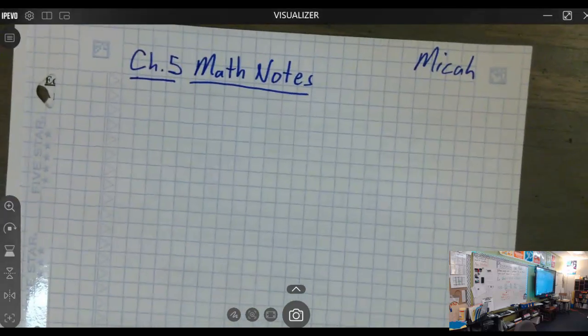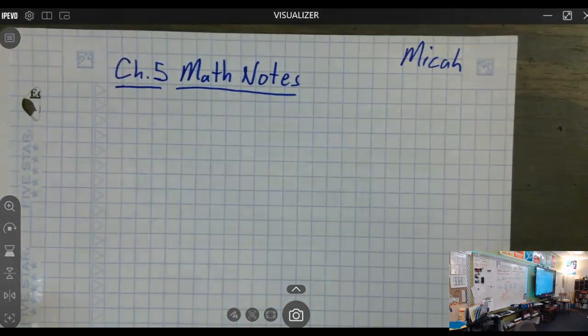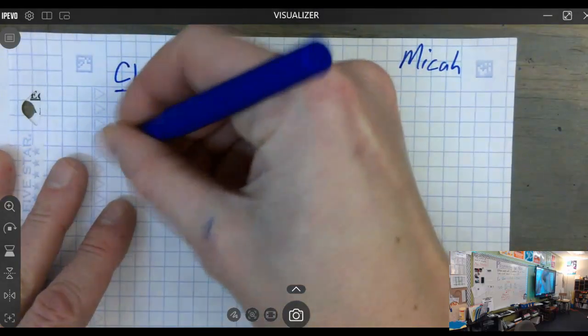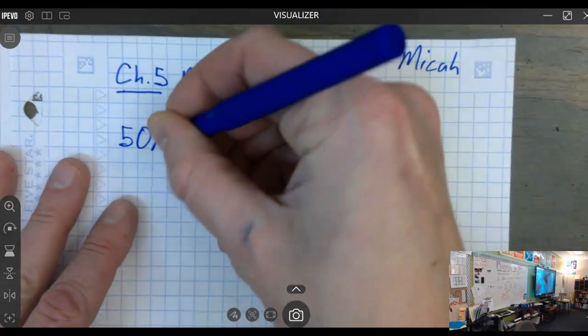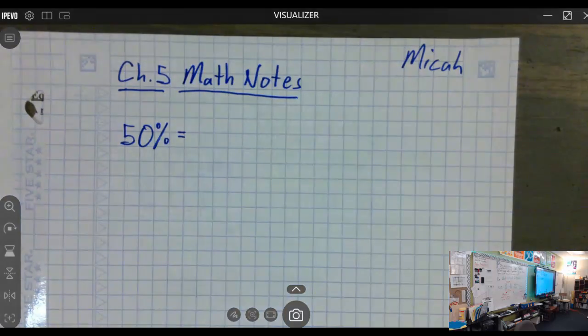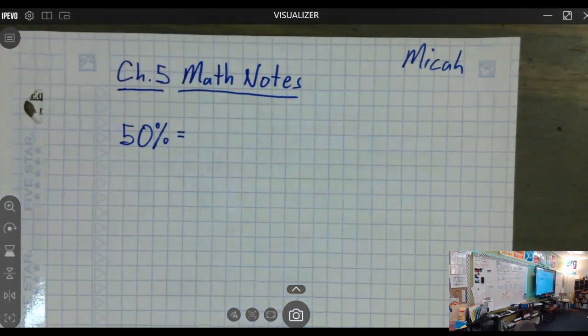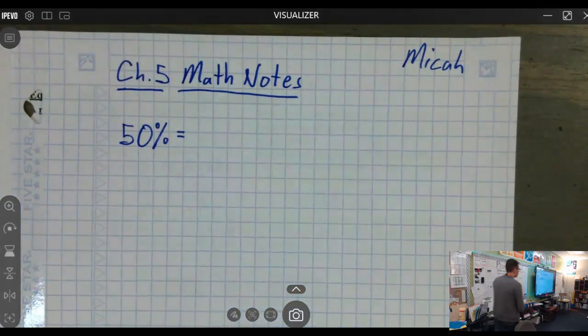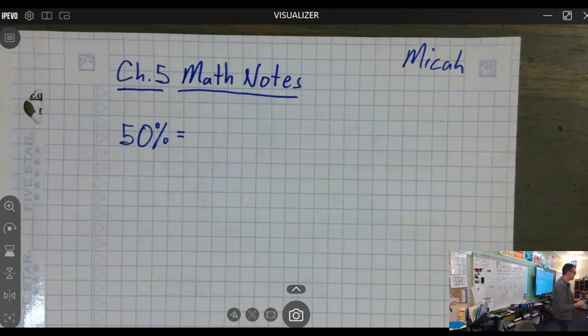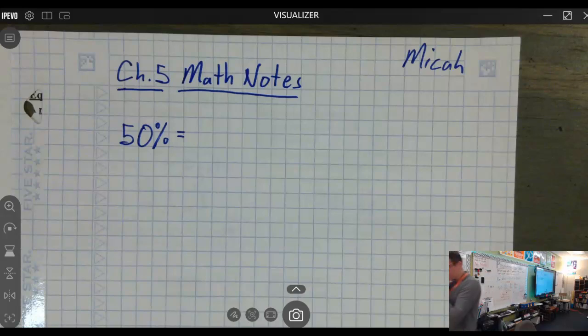One of the first things we're going to talk about, once Mason gets back, is 50%, like that question about which pond has more starred ducks. So we're going to talk about how many would the 50% pond have.